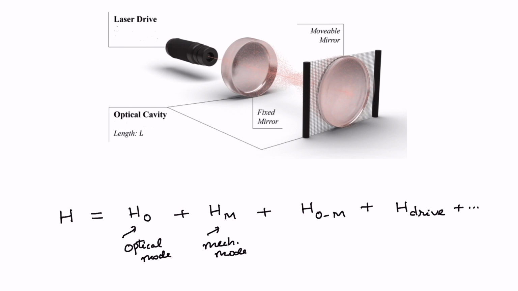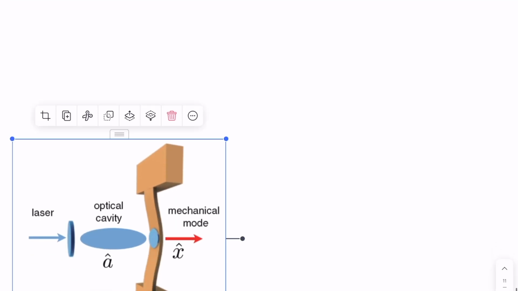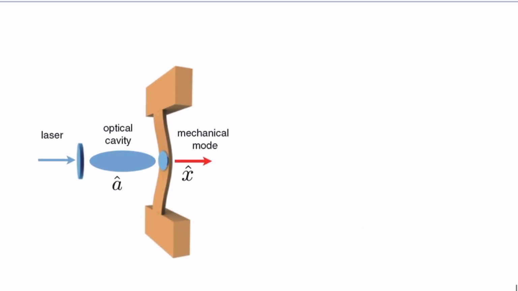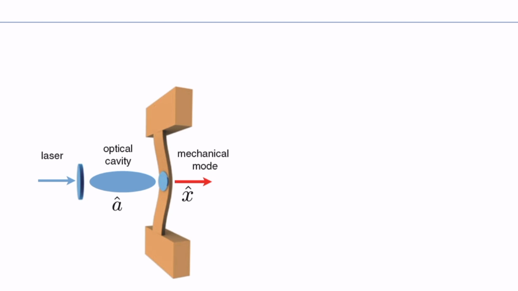Now the optical mode behaves like a harmonic oscillator, as we already know. In fact, a better diagram to represent the whole thing is this, because the optical cavity, or the optical mode, is going to be represented by this annihilation operator a. So H_O is going to be given by h bar omega optical, the frequency of the optical mode, a dagger a.